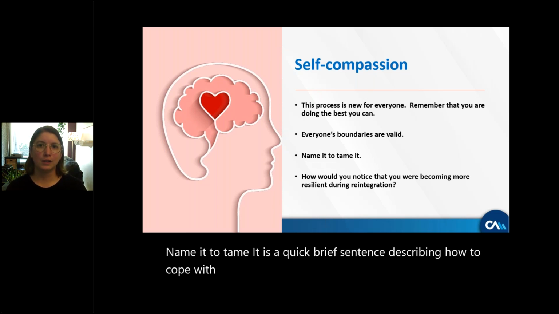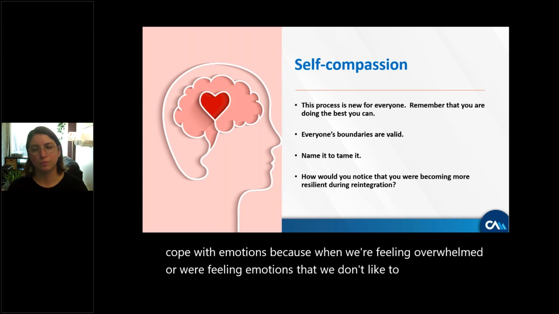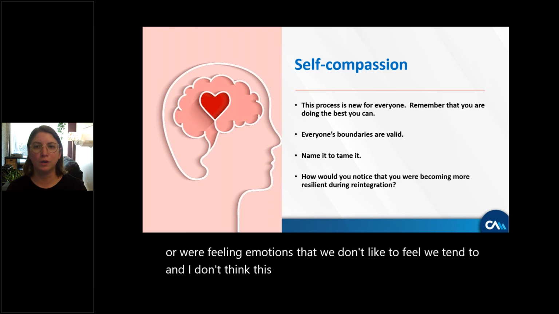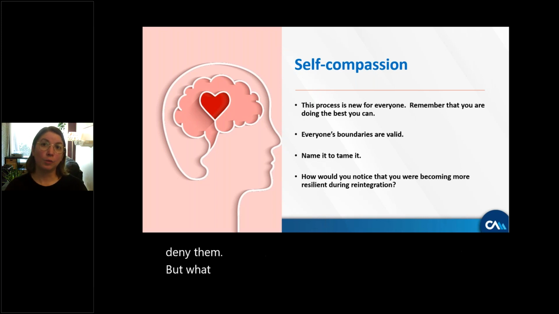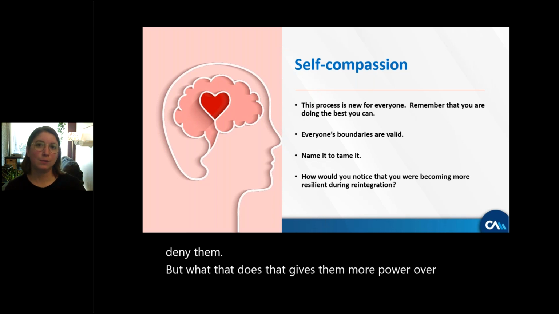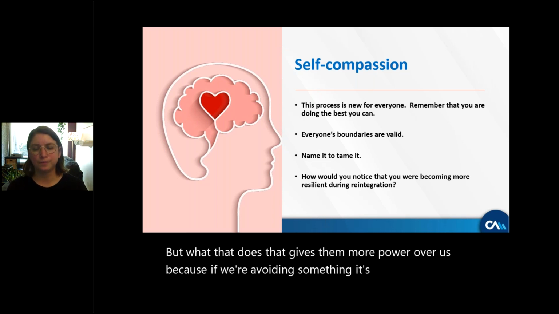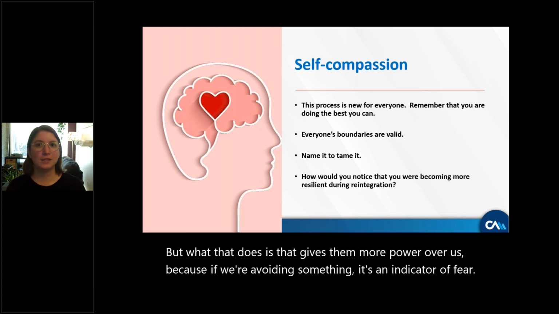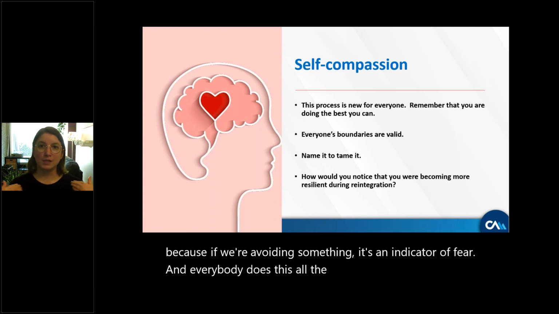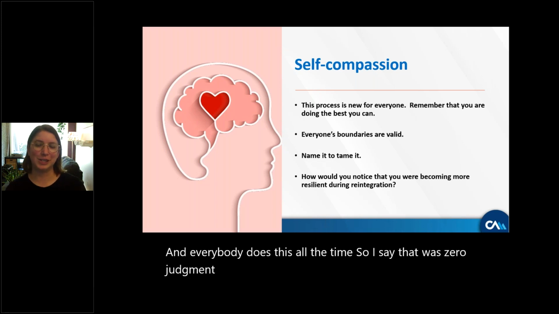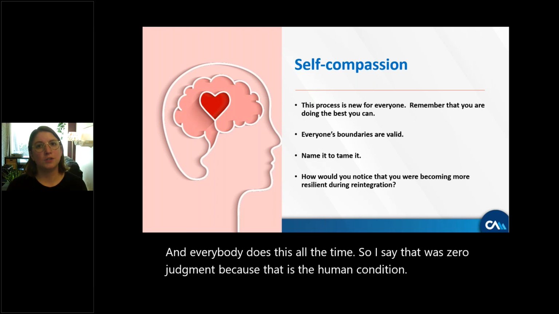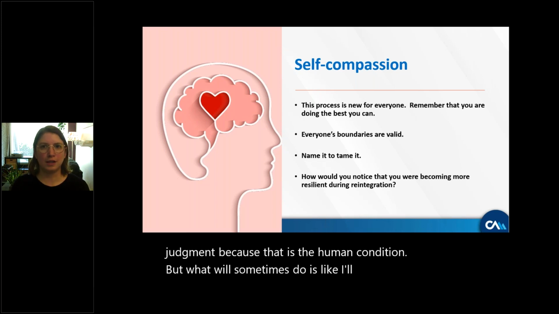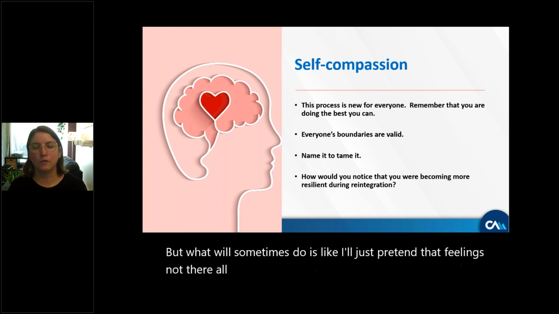Because when we're feeling overwhelmed or we're feeling emotions that we don't like to feel, we tend to, and I don't think this is news to anyone, avoid them or deny them. But what that does is that gives them more power over us, because if we're avoiding something, it's an indicator of fear. And everybody does this all the time. So I say that with zero judgment because that is the human condition. But what we'll sometimes do is pretend that feeling's not there, or overly distract ourselves, or whatever the case may be that all of us do sometimes.